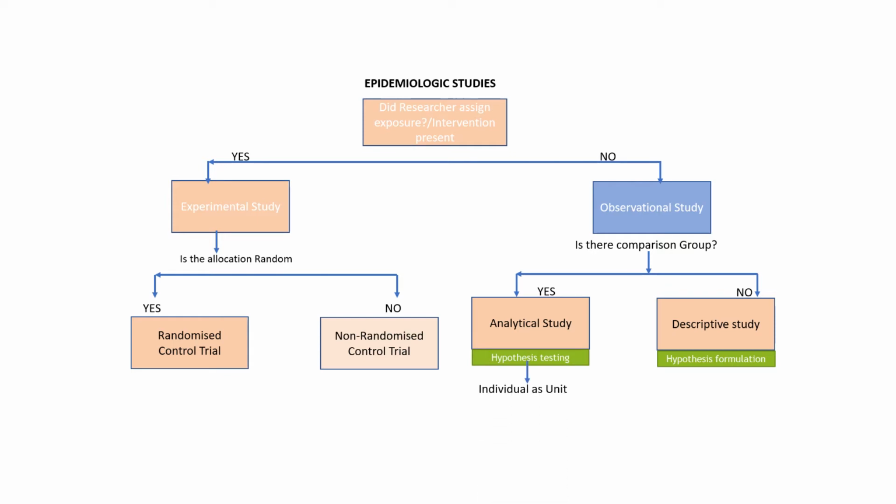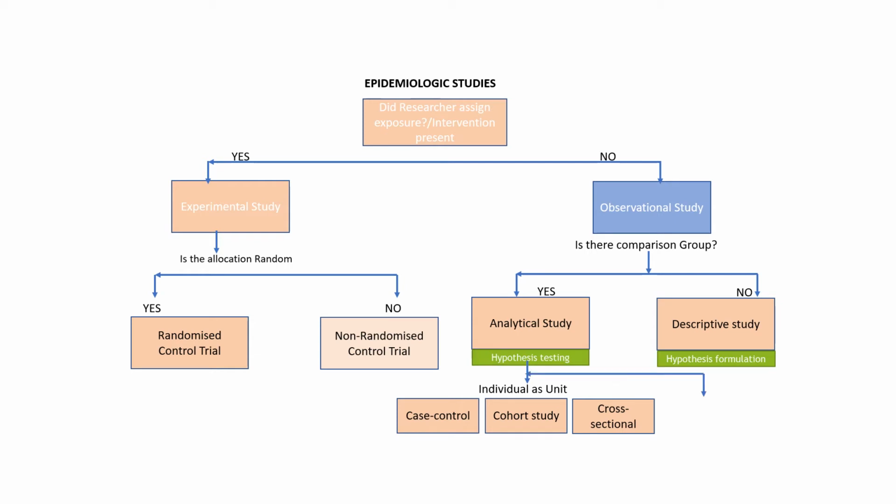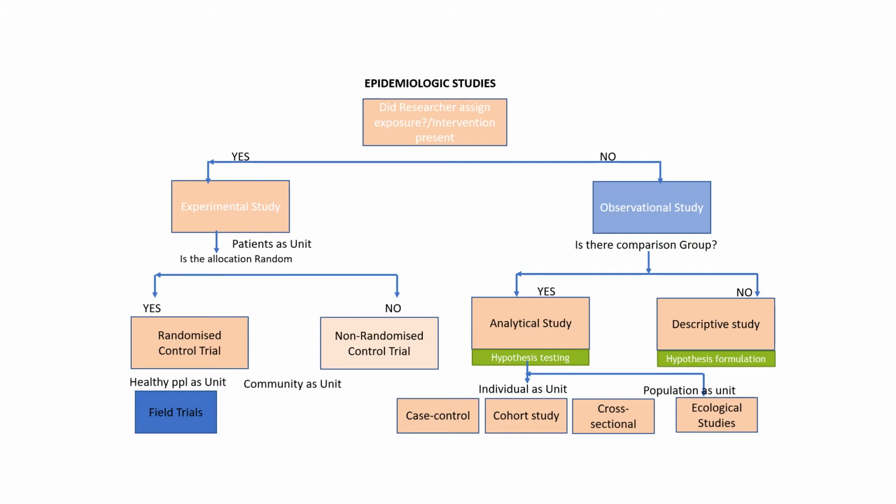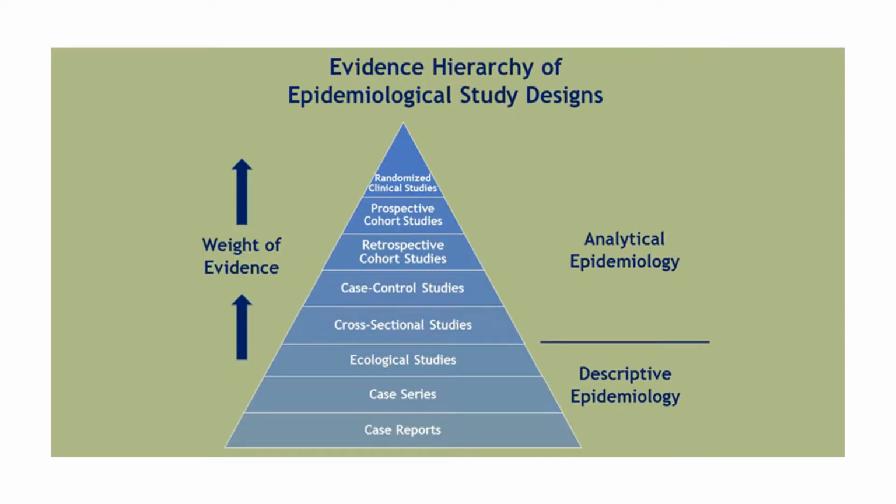So, in the analytical study, when the individual is taken as a unit, the types of studies are case control, cohort, and cross-sectional. But when the population is taken as a unit, then these are ecological studies. Now coming to the experimental studies. Here, the patients are taken as the unit. When healthy people are taken as the unit, it is called field trials. When the community is taken as a unit, it is called a community trial.